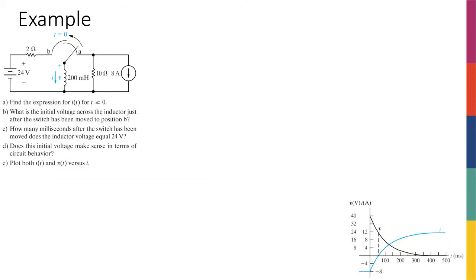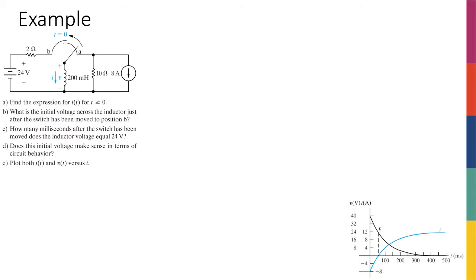Okay, so let's do an example for step response. This example is actually very, very important. I picked it intentionally because other than part A, which is asking us the expression for i(t), which is basically finding the step response for the current of the inductor, there are other parts B, C, D, and E in this example that you don't see in the other examples I solved for this chapter. So there are a lot of things to learn from this example, so please listen very carefully.